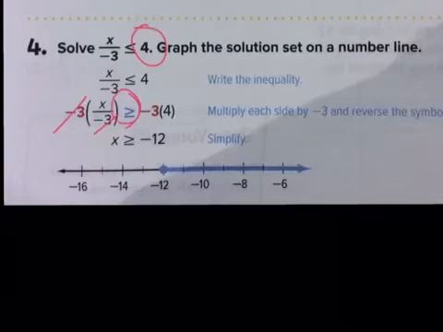Because when we're multiplying a greater number by a negative number, even though this side is larger, it's going to become greater in the sense of negative, which really means it's a smaller number.